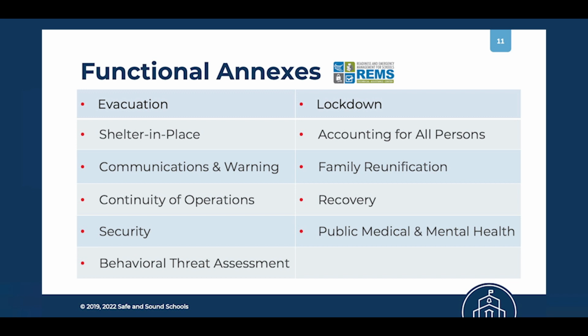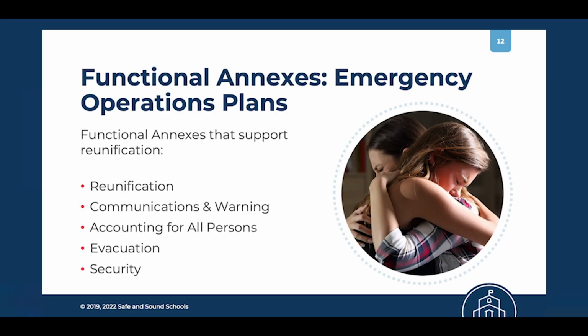And one more annex that's recently been added is behavioral threat assessment and management. So that's another whole presentation. But just to give you an overview of those essential functional annexes, it's important that we do that because, as you will see through this presentation about family reunification or school-based reunification, a lot of these annexes will come into play. So we're going to start with the emergency operations plans, talking about the functional annexes that support reunification. Of course, the reunification one, squarely, and communications and warning are also going to come into play.